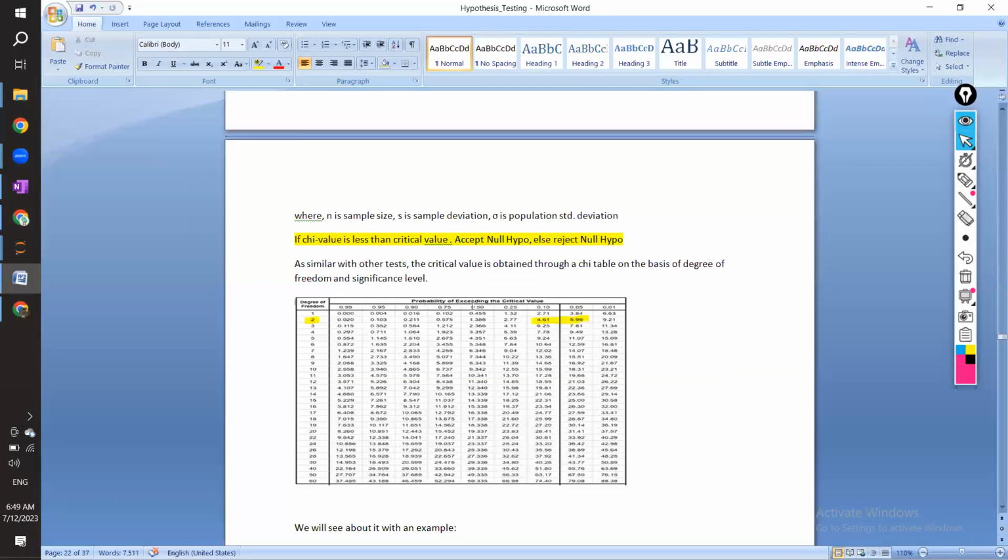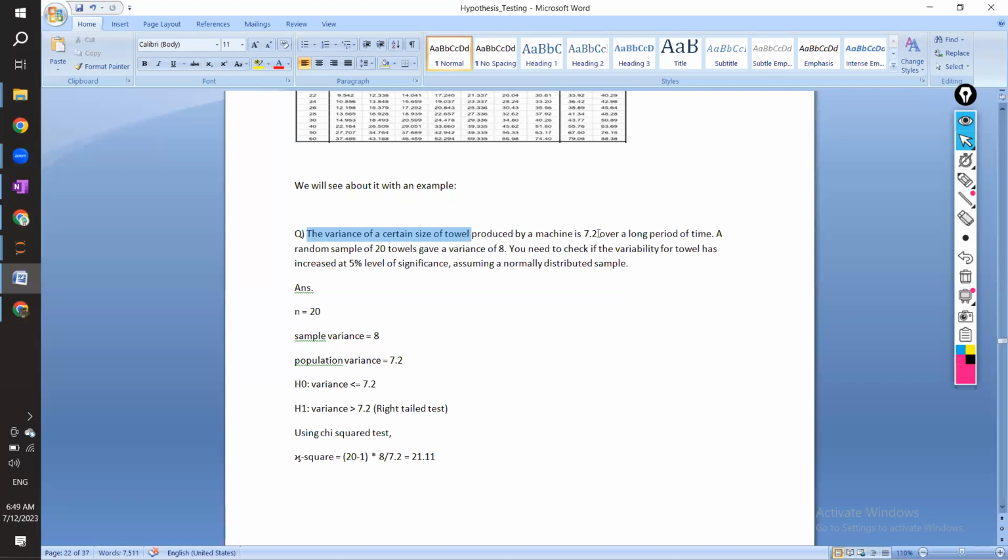So we'll see an example, guys. For example, the variance of a certain size of towel produced by a machine is 7.2 over a long period of time. A random sample of 20 towels gave a variance of 8.